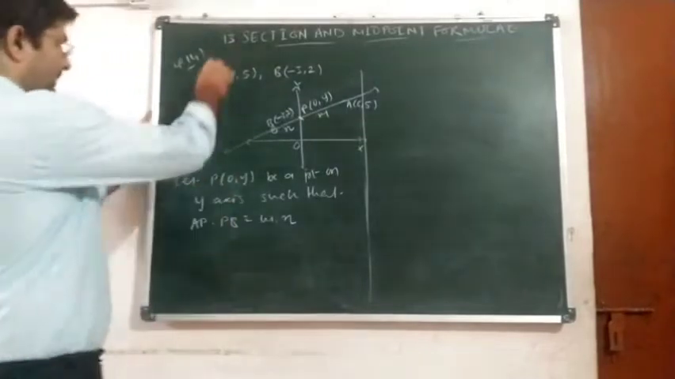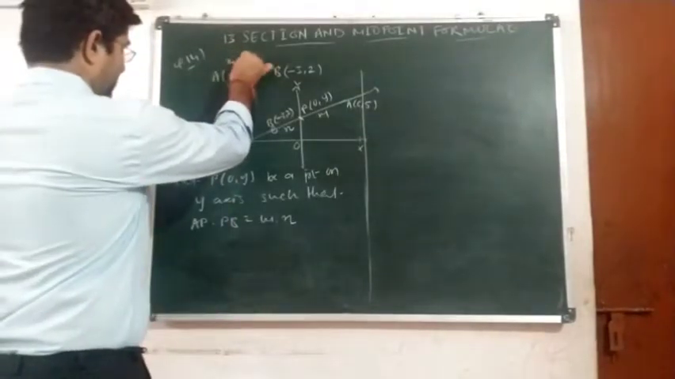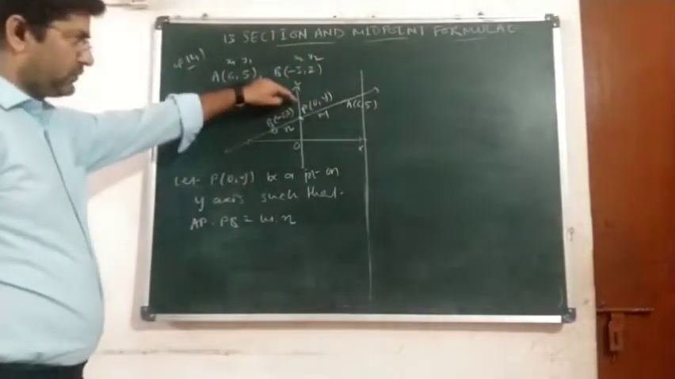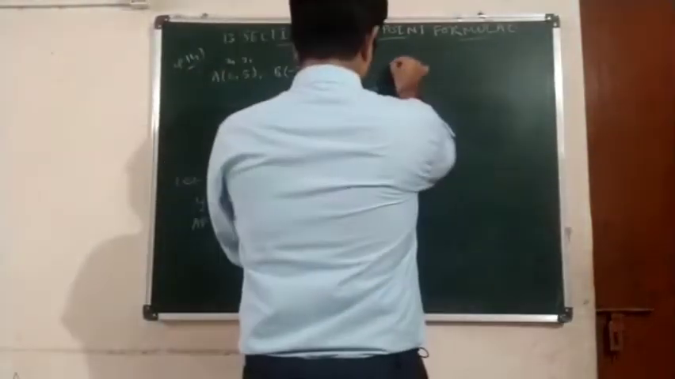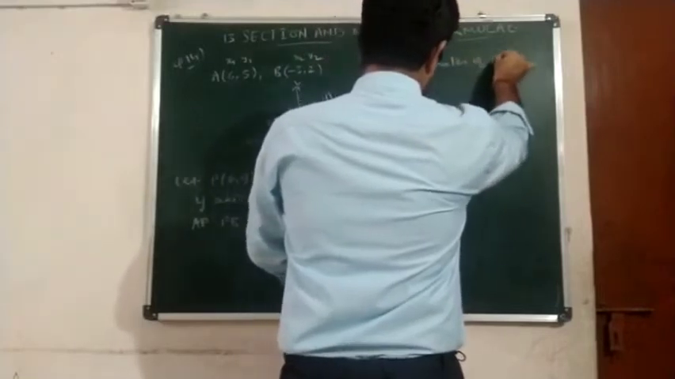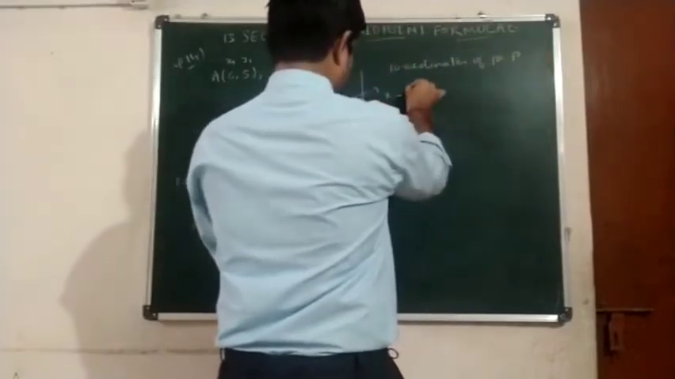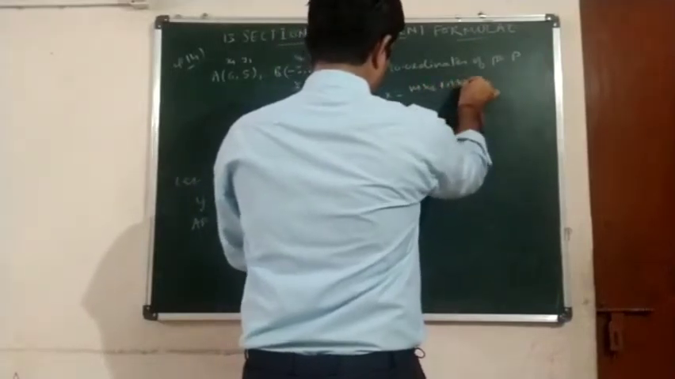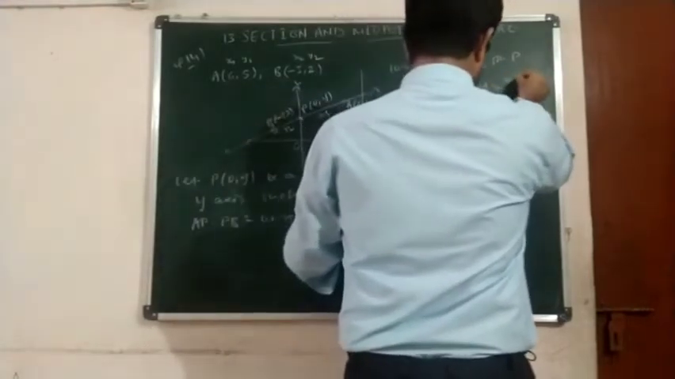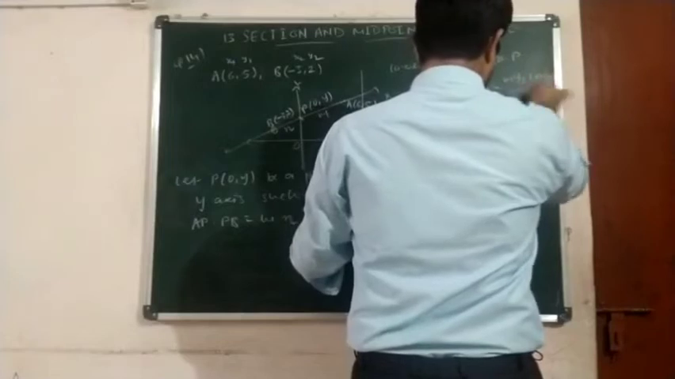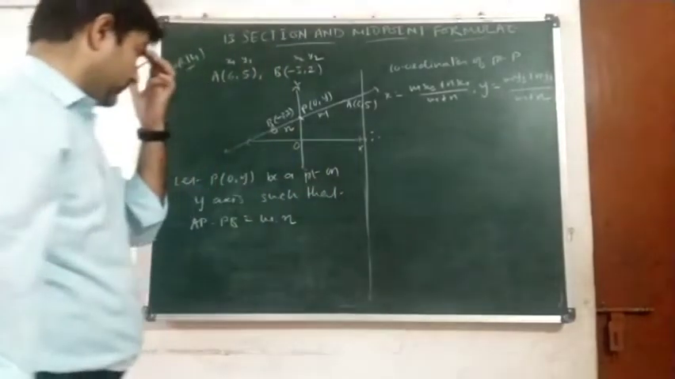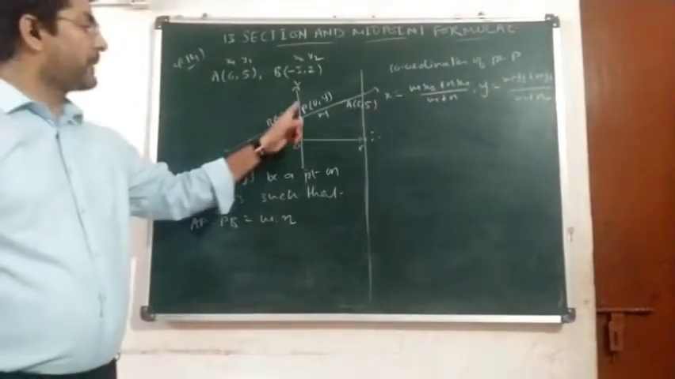Obviously x1, y1 are the coordinates of A and x2, y2 are the coordinates of B and the coordinates of P are x and y. So the coordinates of point P will be given by x is equal to (mx2 plus nx1) upon (m plus n), y is equal to (my2 plus ny1) upon (m plus n). Okay, now we will substitute the values.